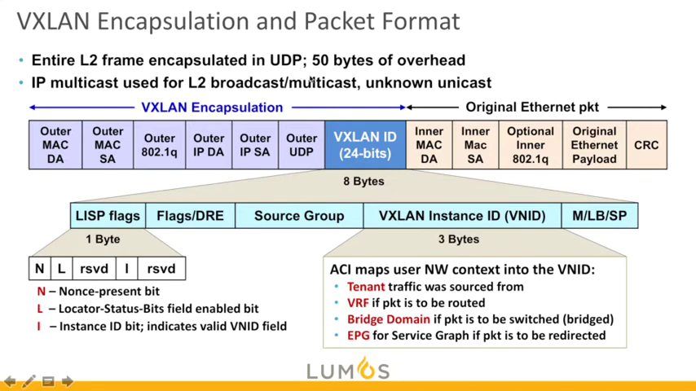So this is a VXLAN packet format. This is the Cisco version of VXLAN, the eVXLAN or interior VXLAN. It is an 8-byte header, so 64 bits. The VXLAN ID itself is 24 of those bits. We require a 50-byte overhead because not only are we doing the VXLAN header, we're also adding an extra UDP header, IP header, possibly an 802.1Q header, and source and destination MAC addresses. All of this together can add up to an extra 50 bytes of overhead.